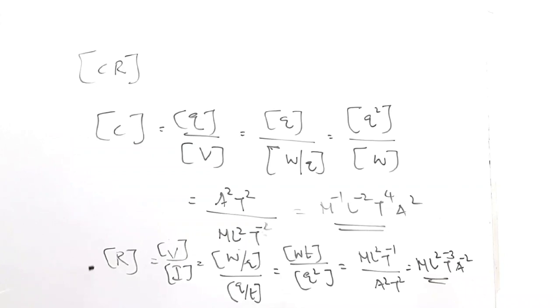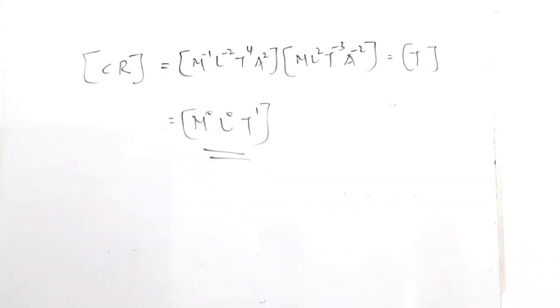Then dimension of R equals V by I. V is nothing but work by charge, divided by I, which is Q by T. So simplifying we get work into time divided by Q square, that is ML square T raised to minus 2, that is work, into T. So T raised to minus 2 becomes T raised to minus 1, divided by A square T square. So we get ML square T raised to minus 3, A raised to minus 2.